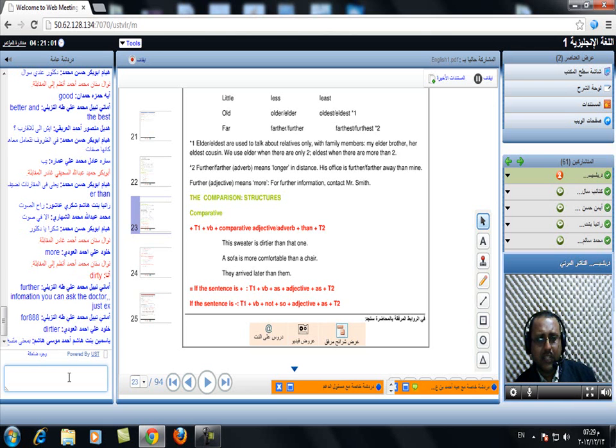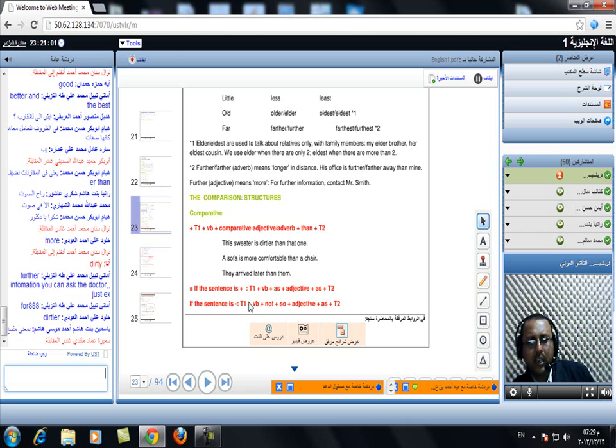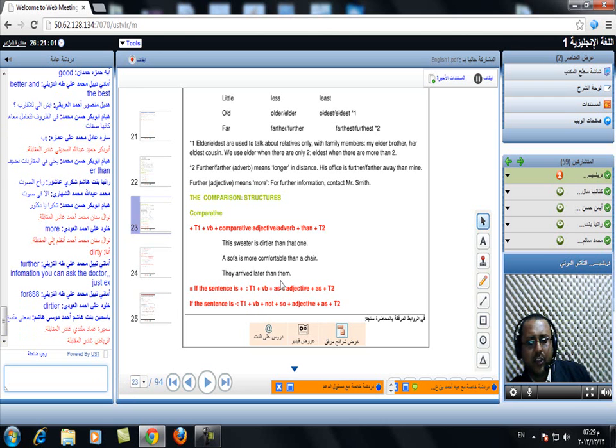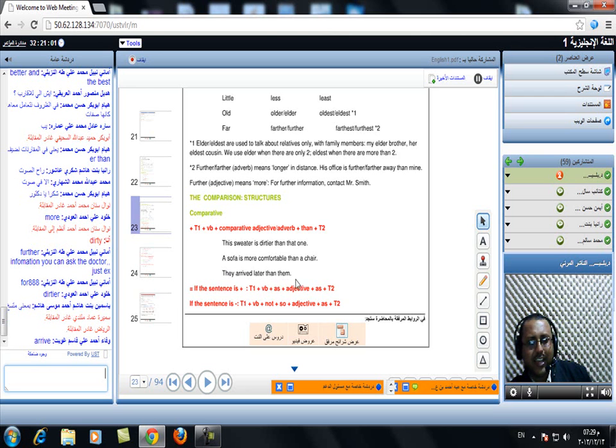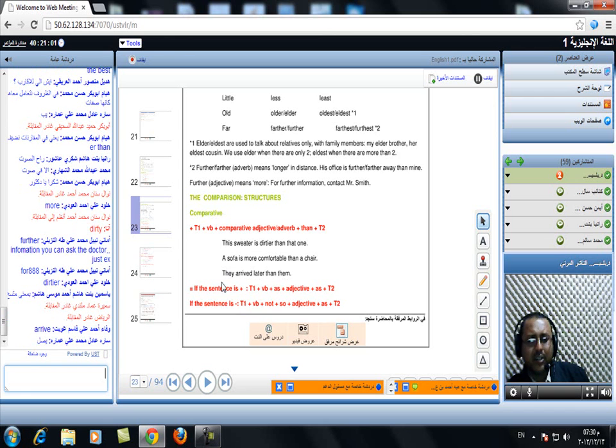A sofa, now the second example, a sofa is more comfortable than a chair. Comfortable is a long adjective, so we used the word more before comfortable in order to make the comparative form of this adjective. They arrived later than them. So here the word later is used also as an adverb. So here there is a comparative form.